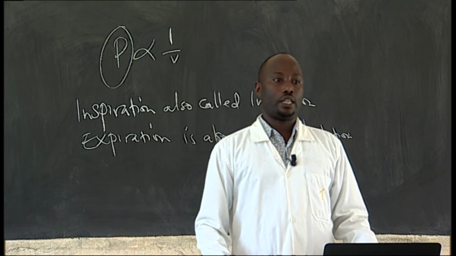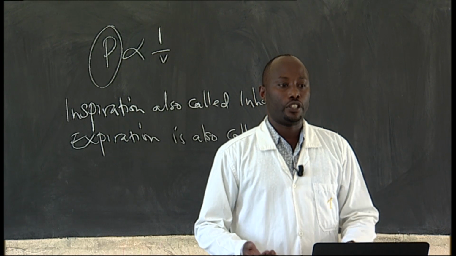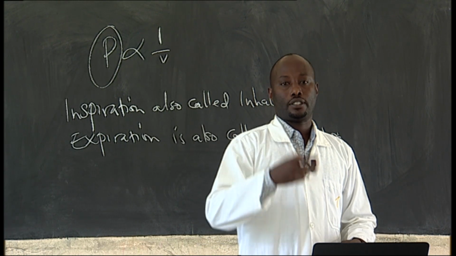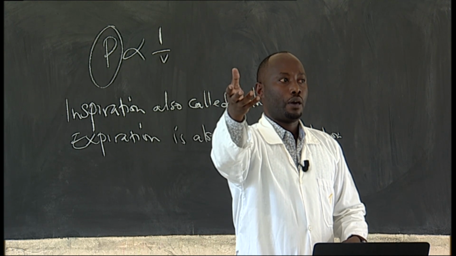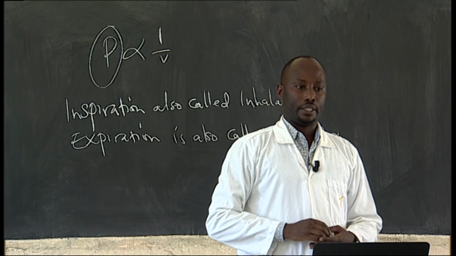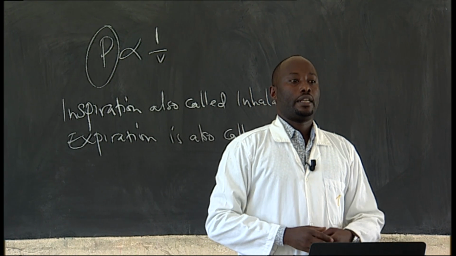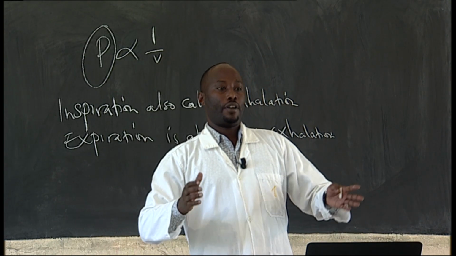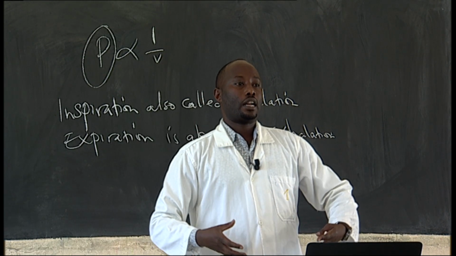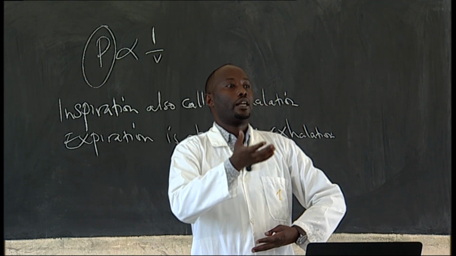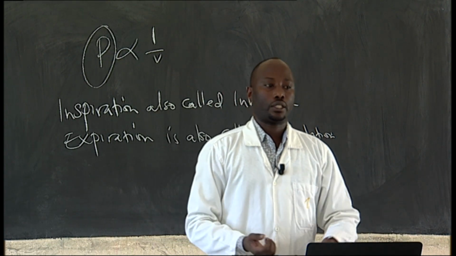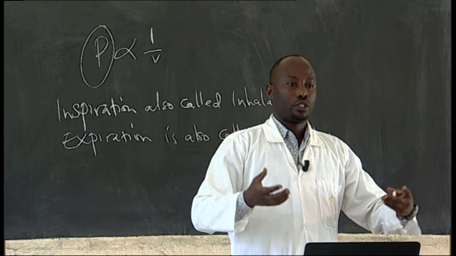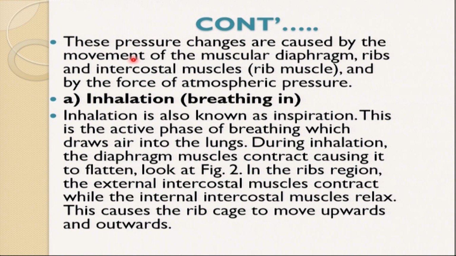Inhalation, also known as inspiration, is the active phase of breathing. This is the active process where air is drawn from the atmosphere into the lungs. During inhalation, what happens to the diaphragm? The diaphragm must move downward and outwards. It also has to contract, causing it to be flattened. We are going to see it in the figure below.